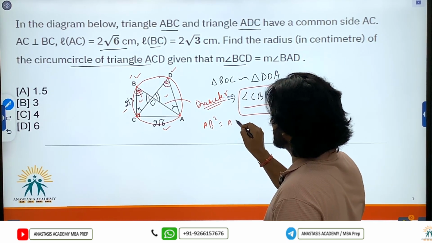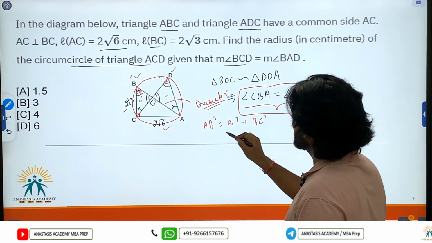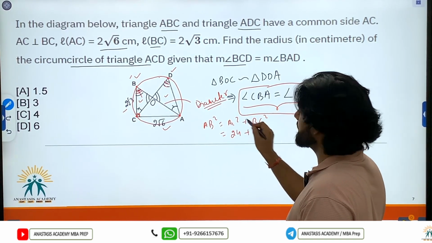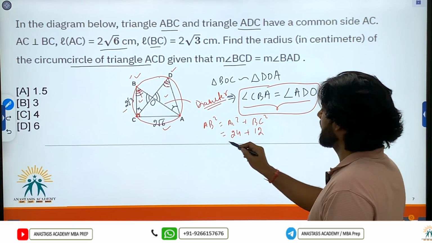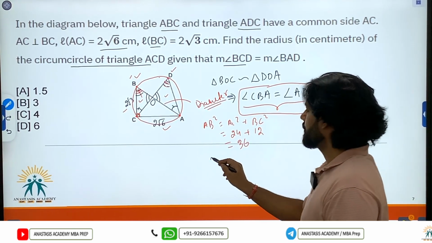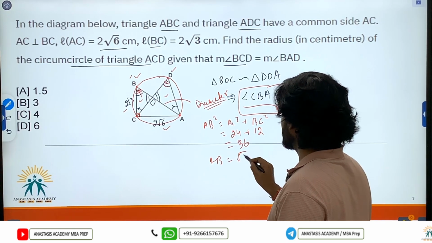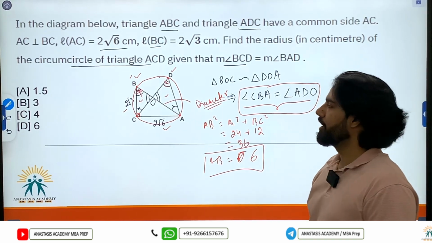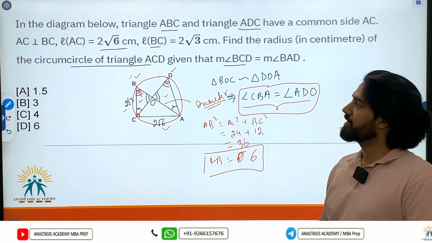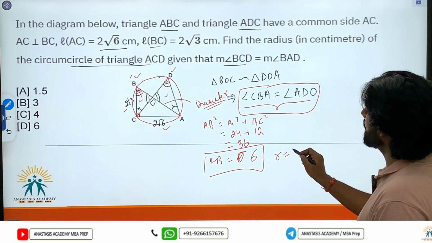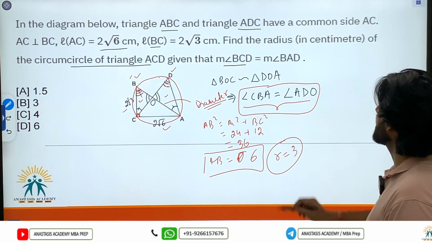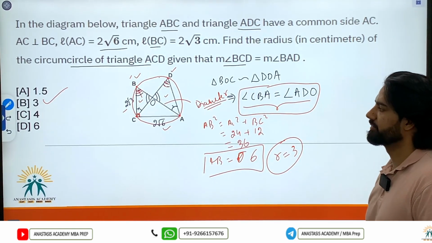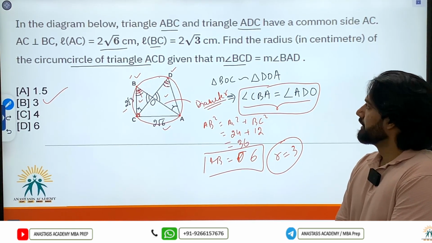AB square would be AC square plus BC square, which is 2 root 6 whole square, 4 into 6, 24, plus BC square, 4 into 3 is 12, which is 36. Taking the square root on both sides, AB becomes 6. So the diameter of this circle is 6 centimeters, and the radius would be 3 centimeters. So the correct answer would be option B, 3 centimeters. Okay, next.